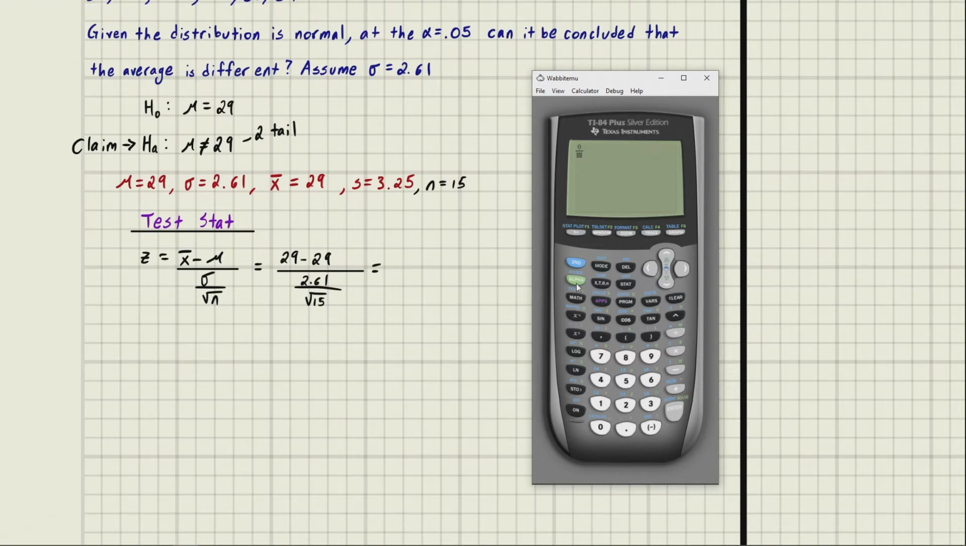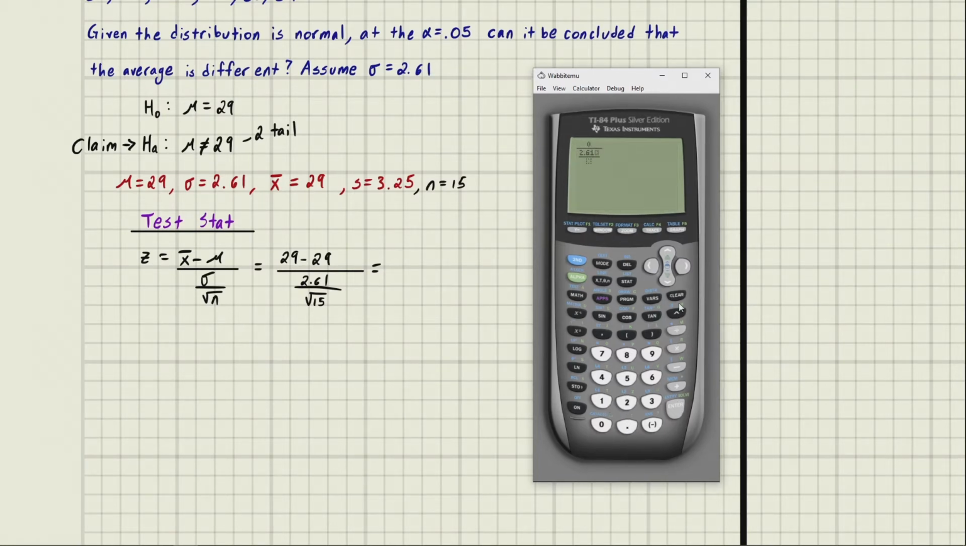But just to appease people, I'm going to go ahead and type in the bottom as well: 2.61 over square root of 15. And this would be 29 minus 29 if you wanted to type it all in. But this would give us 0, right? So we get 0. So our z-score is 0.